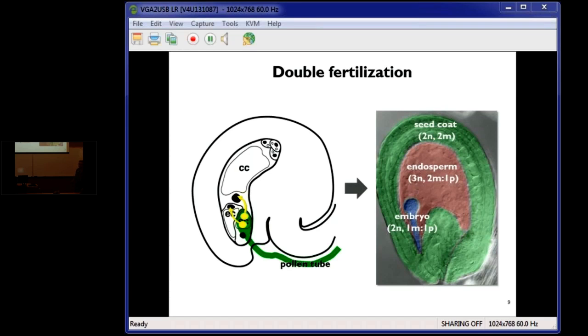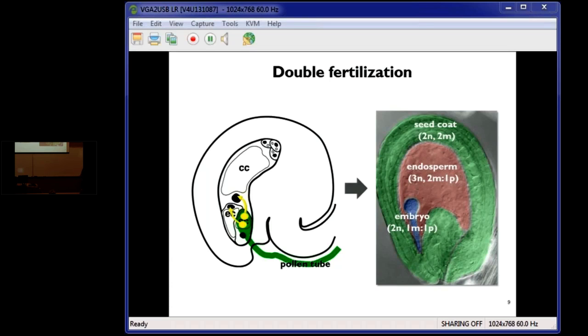What you have in a single seed, nearly at any stage of development, are three distinct generations, or genetically distinct individuals. You have an embryo which is diploid. 2N means diploid. This embryo inherited one copy from the mother, one copy from the father. So it has a 1-to-1 ratio of the maternal and paternal genomes. Endosperm, however, arose as a result of that second fertilization event. And because the central cell was homodiploid, you now have a triploid endosperm. And the genome ratio is 2-to-1 maternal to paternal.